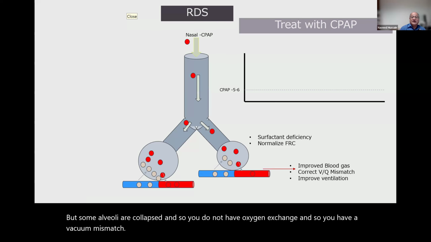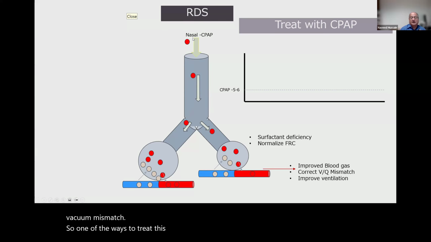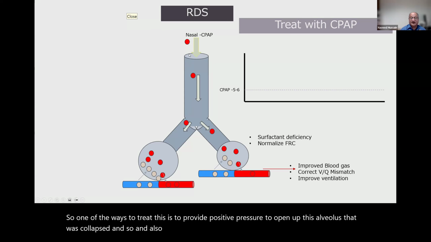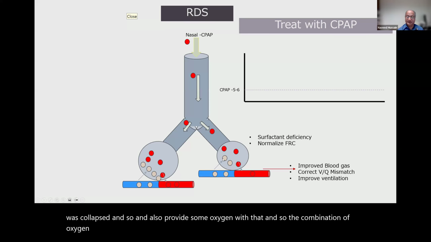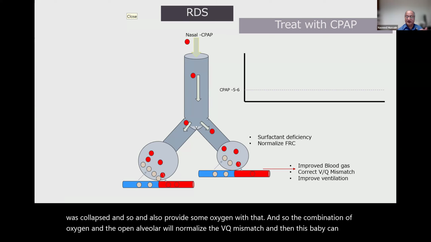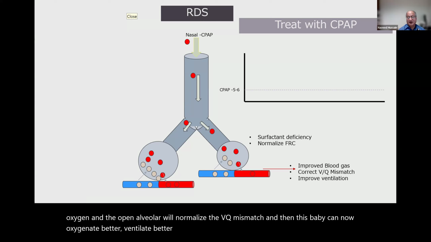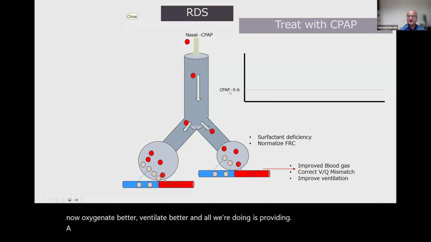So one of the ways to treat this is to provide positive pressure to open up this alveolus that was collapsed, and also provide some oxygen with that. And so the combination of oxygen and the open alveolus will normalize the VQ mismatch, and then this baby can now oxygenate better, ventilate better, and all we're doing is providing a CPAP or a positive end expiratory pressure.